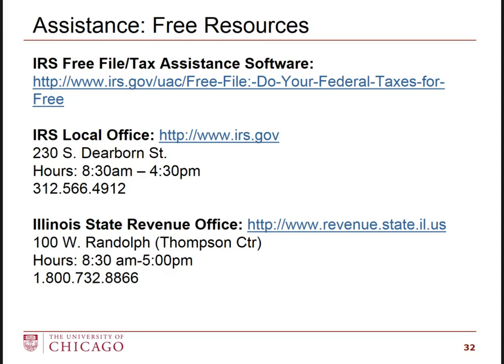The IRS offers many free resources for tax filers. You may also utilize their free file tax assistance software, which will walk you through some of these tax filing situations and offer guidance. Also, the website, which we've referred to throughout the presentation, hosts a multitude of information, and there is a local office here in Chicago. Also, if you have questions for the Illinois State Revenue Office, their website also has lots of information, and they have a local office for resources.